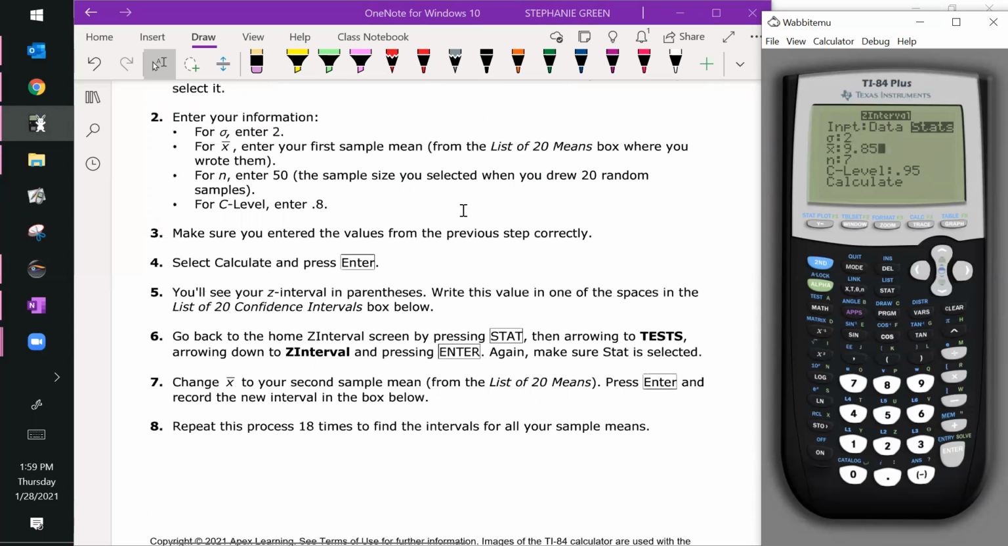And then n is the sample size, which was 50. Each of the 20 samples was of size 50. And then our C level, we want to do an 80%, not a 95%. So I'm going to change this to 0.8 for 80%. Down and calculate. And it's going to calculate the confidence interval for me. Oops, where'd it go?